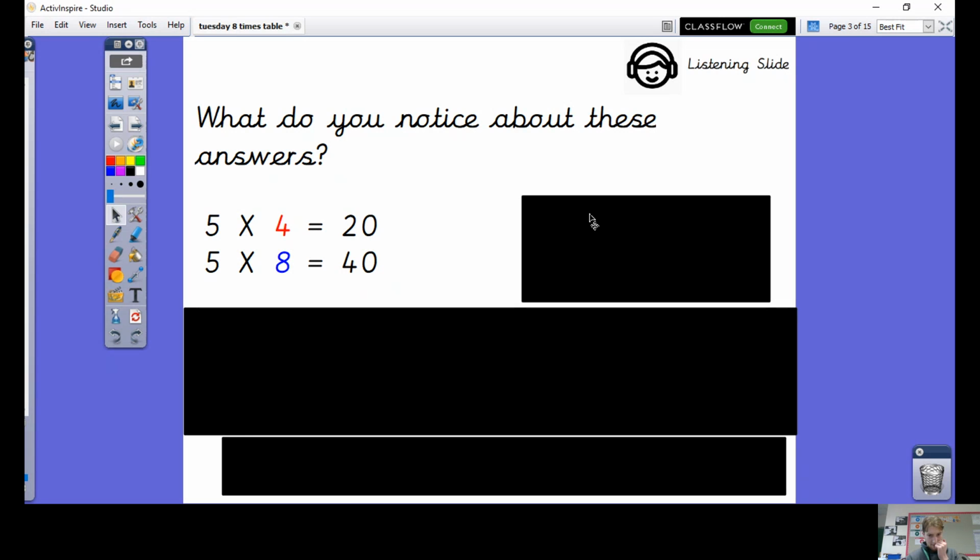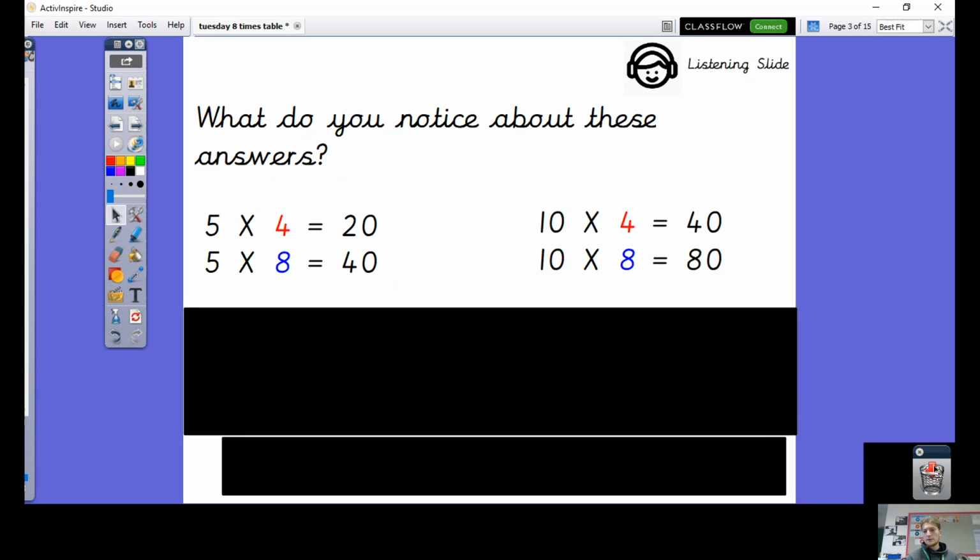Let's have a look at another number sentence just to see if this rule works all of the time. So 10 times 4 equals 40, and 10 times 8 equals 80. Again, I know 8 is double 4, and if I look at the answers, I know that 80 is double 40. So can you see how if we're timesing by 8, it's just times by 4 but doubled.